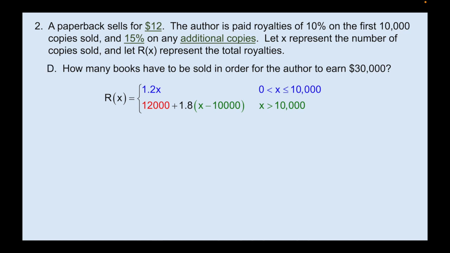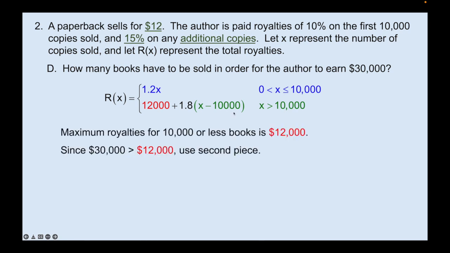For part D, how many books have to be sold in order for the author to earn $30,000? Well, again, if we think about the fact that the maximum amount that we can get in this situation is $12,000, we've got to be dealing with this expression right here. So from here, we'll go ahead and set that amount, $30,000, equal to this expression down here and solve from there. So the first thing I would do is subtract 12,000 over and then divide by 1.8. And then at that point, finally, we can go ahead and add over the 10,000 to get 20,000 books.